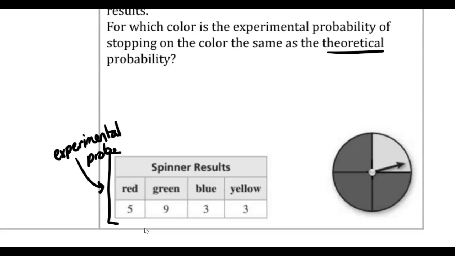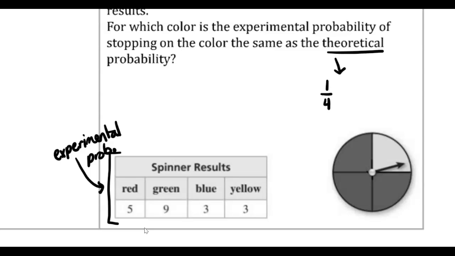So if we want to know if these 4 colors are equal, then the theoretical probability is that 1 out of 4 spins should be each color, because they are 4 parts and they are equal areas, so we have an equal chance of it happening. So 1 out of every 4 spins is going to be yellow, red, green, or blue.